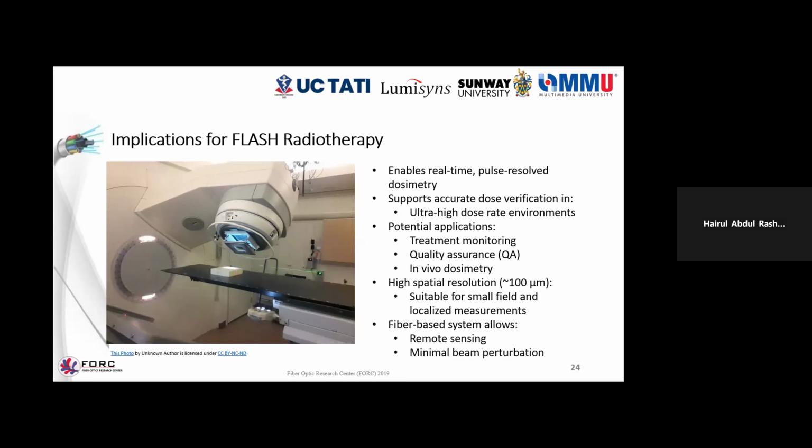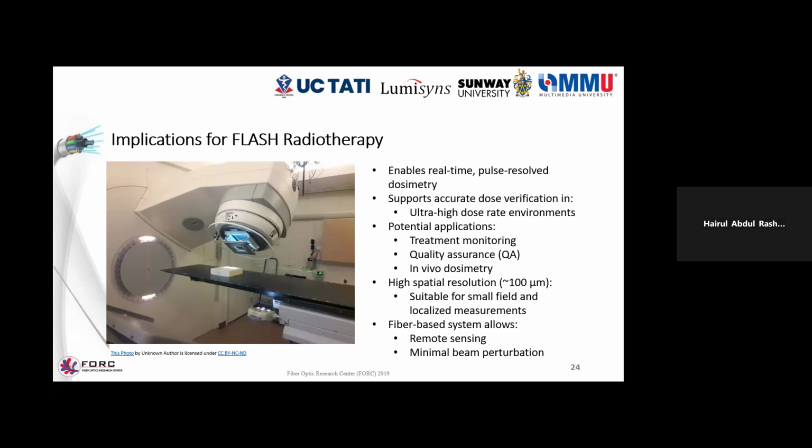So what does this mean for FLASH radiotherapy? We are able to measure the absorbed dose in real time, through pulse-resolved dosimetry, and we are able to support accurate dose verification in an ultra-high dose environment. So we foresee flexibility supporting applications in treatment monitoring, quality assurance, and on to in vivo dosimetry.